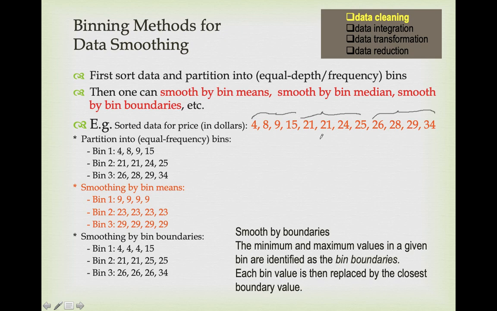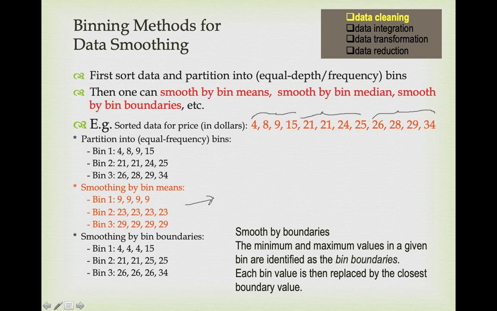As mentioned here, smoothing by bin means: bin 1 is 9, 9, 9, 9, bin 2 is 23, 23, 23, 23, and bin 3 is 29, 29, 29, 29. You can refer to the other video that I already made for you for easier understanding.